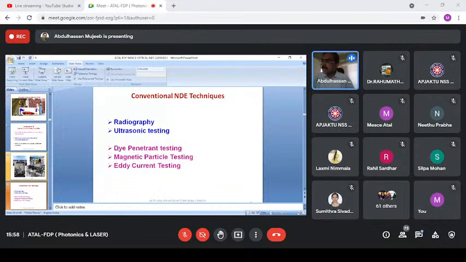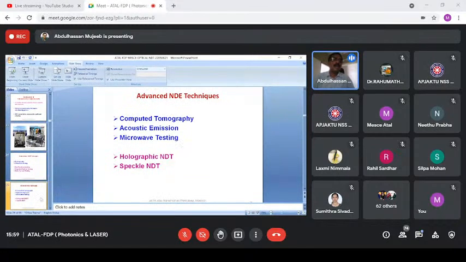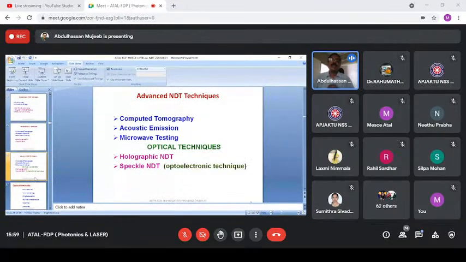In the case of ultrasonic testing, there are some limitations. We cannot use it for some materials which attenuate the acoustic energy. Then microwave testing is also not feasible in some cases because it has limited sensitivity for defect detection. Dye penetrant, magnetic penetrant, and eddy current are also not feasible in some cases. So in that case, what we are using is optical techniques.